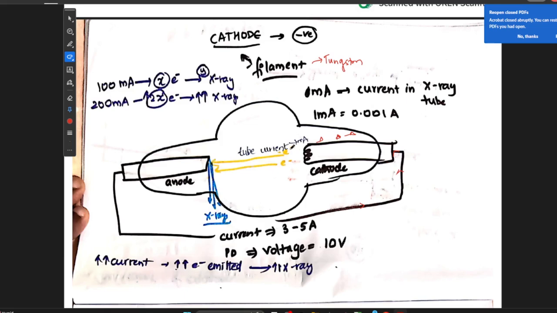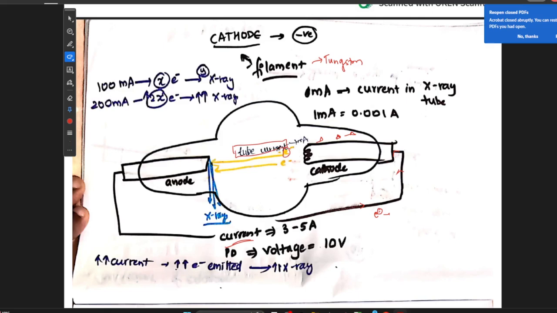So the flow of electrons is nothing but current, right? What do we call current? Current is the flow of electrons. This is the external current, the current which you give from outside. When the electrons flow from the cathode to the anode, this flow of electrons from cathode to anode gives the tube current.